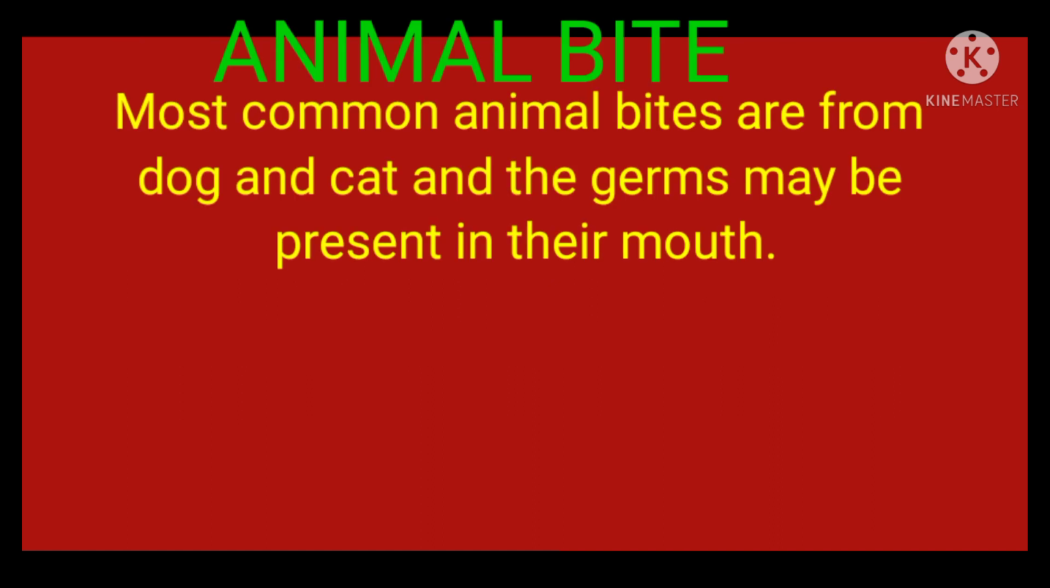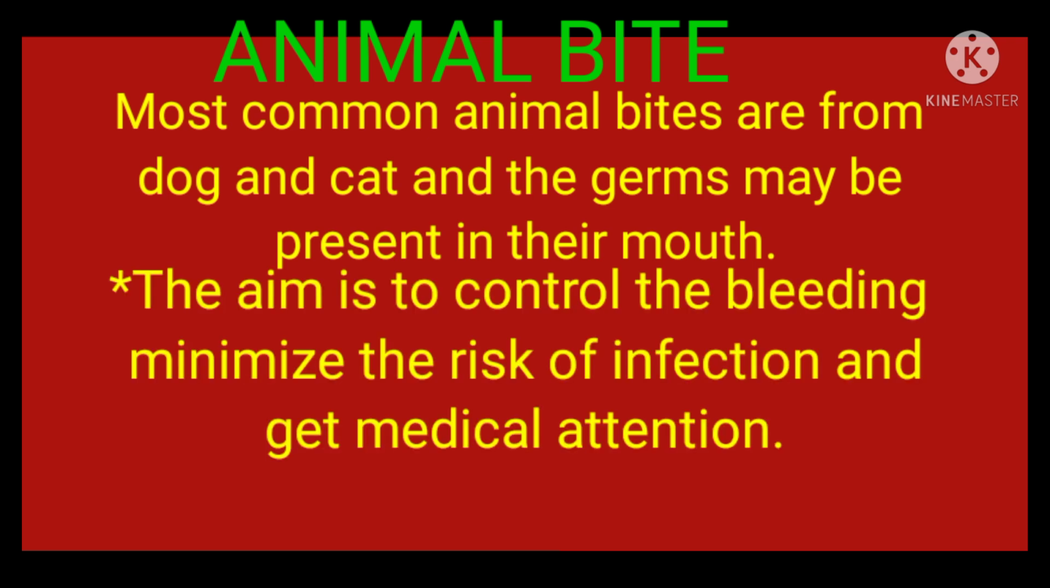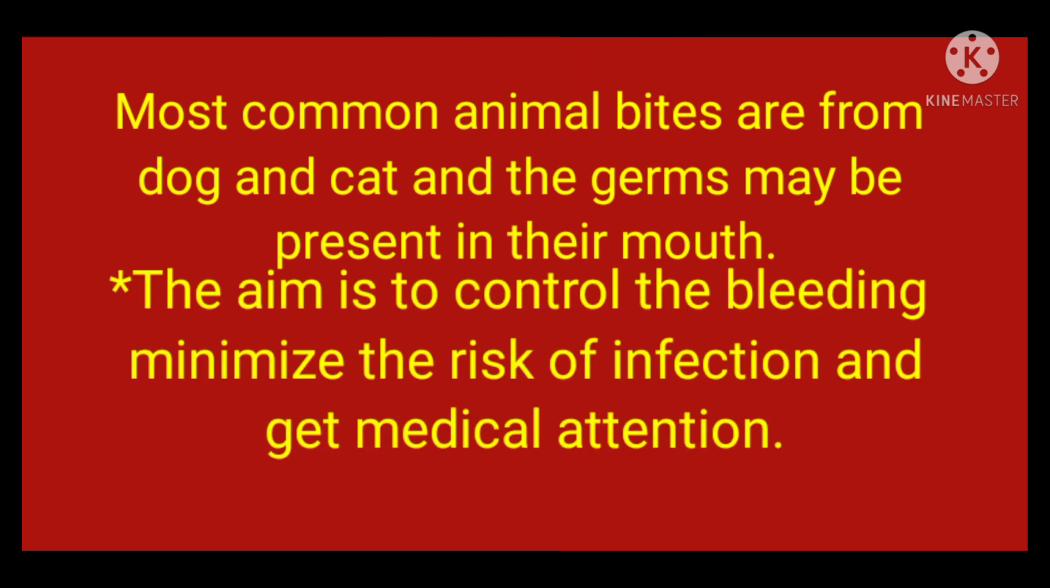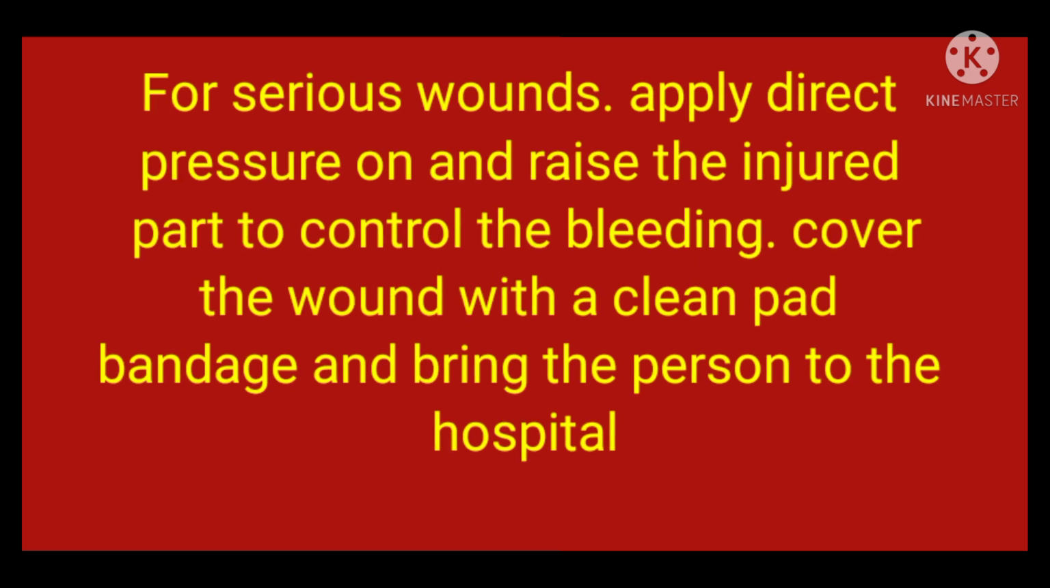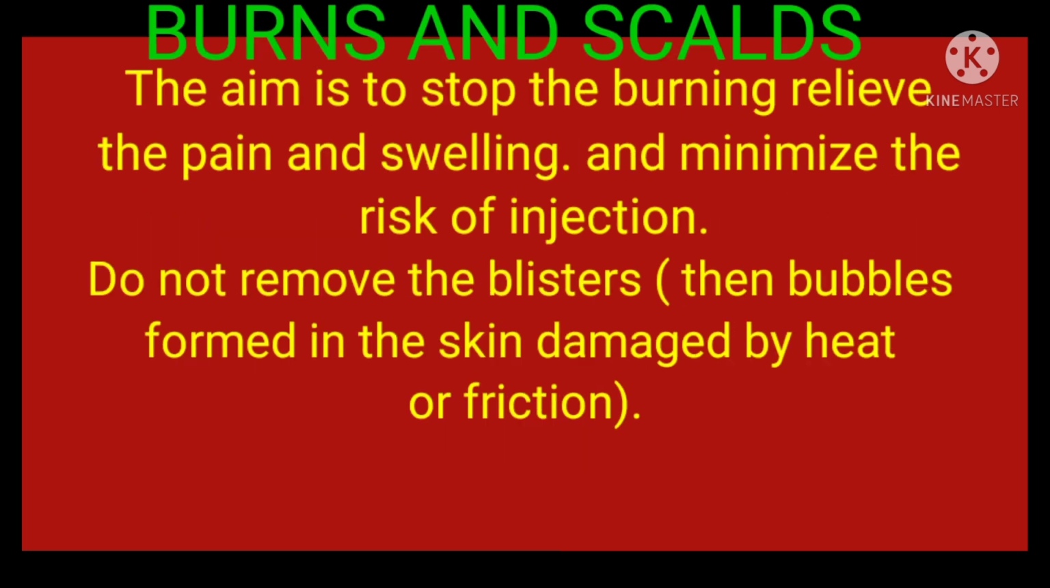Animal bites. The most common animal bites are from dogs and cats, and germs may be present in their mouths. The aim is to control the bleeding, minimize the risk of infection, and get medical attention. For serious wounds, apply direct pressure and raise the injured part to control the bleeding. Cover the wound with a clean pad or bandage and bring the person to the hospital.